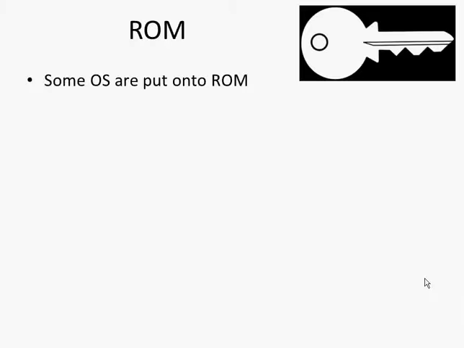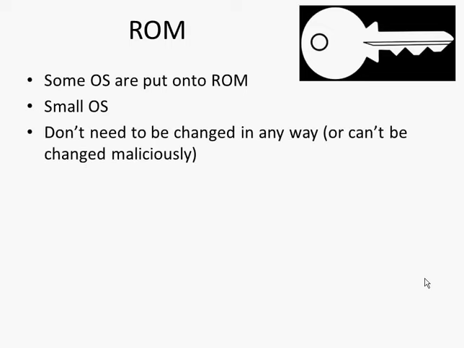The exam board might also expect you to know that ROM is now where some companies will put operating systems. These would be small operating systems, not the types of operating systems like Windows or Android that we're used to using. They're operating systems that don't need to be changed in any way, or can't be changed maliciously by either mischievous employees or people that just like to mess around with settings or change something by accident.